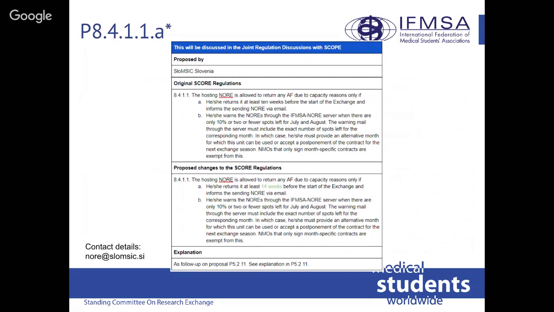And the change that they want to propose is that the hosting NORI is allowed to return any AF due to capacity reasons only if she returns at least 14 weeks before the start of the exchange and informs the sending NORI via email. Since the AF deadline has been moved forward, this is why also this deadline has been moved forward.